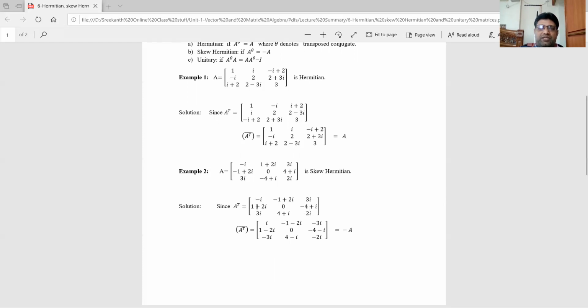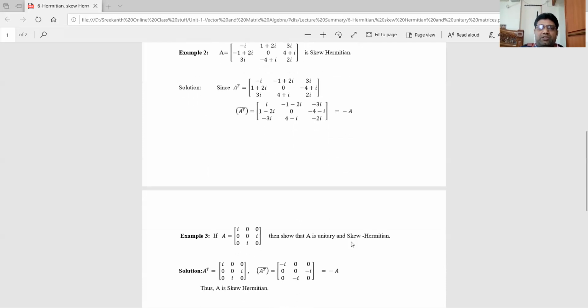Similarly, the second row first entry, 1 plus 2i became 1 minus 2i, 0 is 0, minus 4 plus i is minus 4 minus i, plus 3i minus 3i, 4 minus i, plus 2i minus 2i. So if you look at this, this is not the given matrix, but it is minus of the given matrix. So that's why it is minus here. Therefore, A conjugate transpose, or A transpose conjugate, is minus of A. Therefore, it is a skew Hermitian matrix.